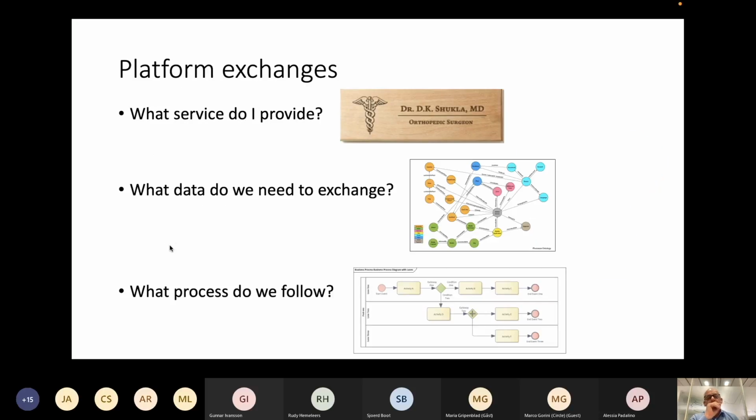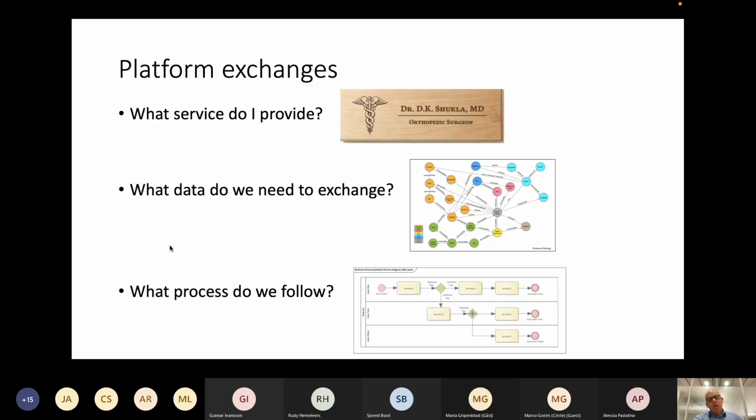Once we're clear on that, each lab should be able to be very clear on what is the service I provide. In this case, it's probably not one of our labs, but an orthopedic surgeon. But when we see that, we know exactly what this doctor is going to do for us. And we need that clarity in our own living labs as well. Can we really be explicit about that? Once we know that, what is the data that we need to exchange to be able to provide these services in exchange with other platforms?